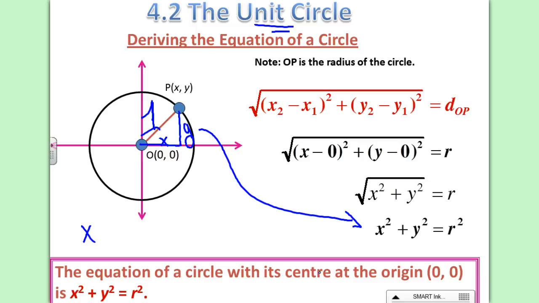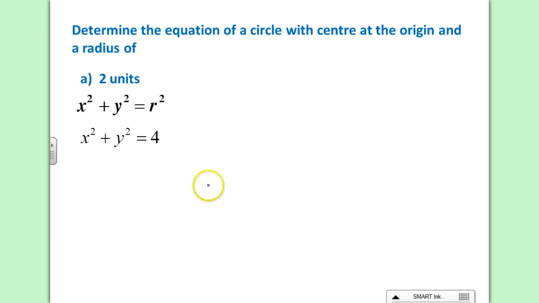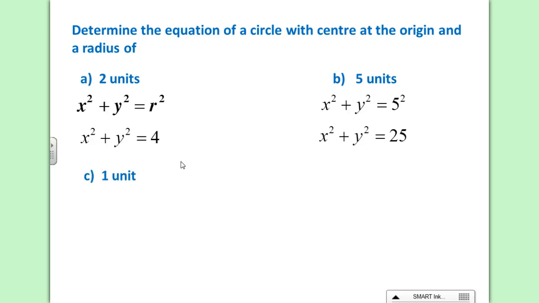This is deriving the equation of not just the unit circle, but any circle. So I'm sorry, we're not supposed to have 1 there yet. This is going to be a radius of r. So in general, x squared plus y squared equals r squared, right? We carry on now and derive the equation of the circle with center at the origin with the radius of 2. Well, if the radius was 2, then it'd be x squared plus y squared equals 4. And if it was 5 units, x squared plus y squared equals 25. But if it's 1 unit, then x squared plus y squared would equal 1.